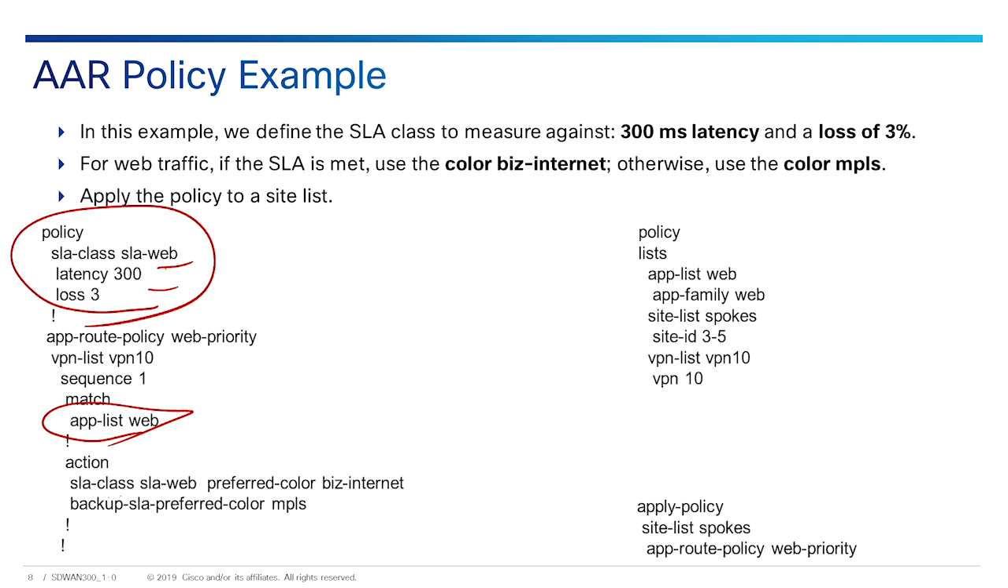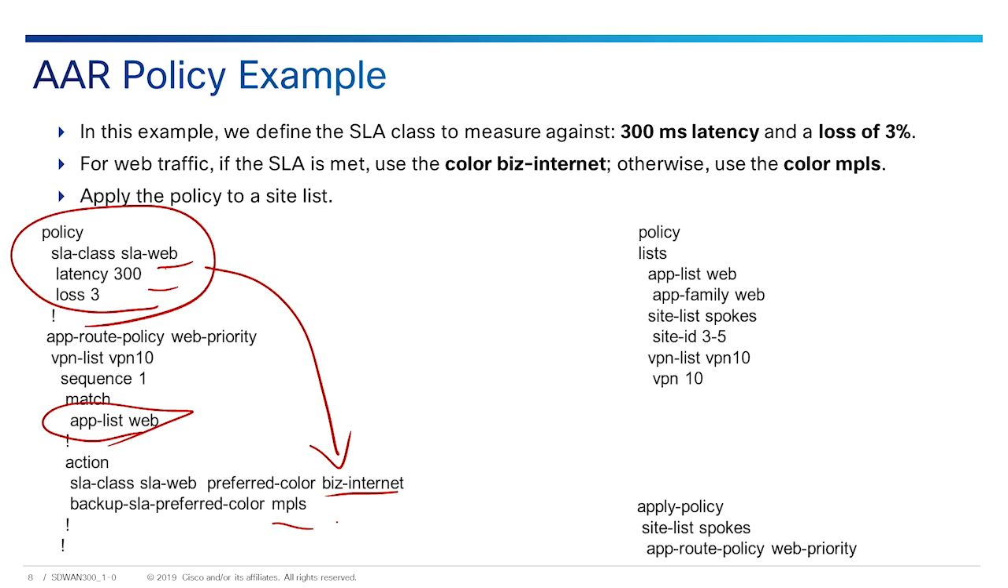Okay? So this policy defines we're going to match an app list called web, right? And our preferred color is biz internet. So if we're meeting that requirement, we're going to send it out biz internet. However, if the requirement fails, if we fail to meet that requirement, then send it out MPLS.